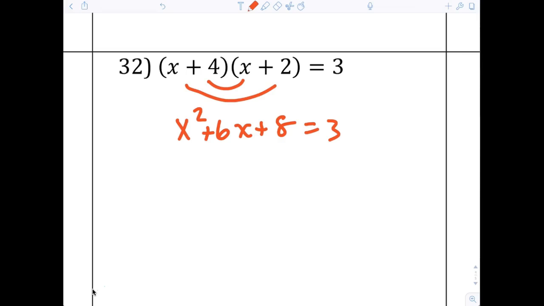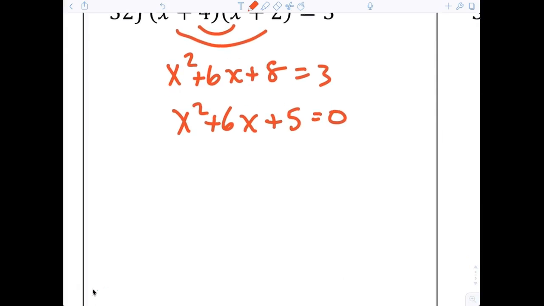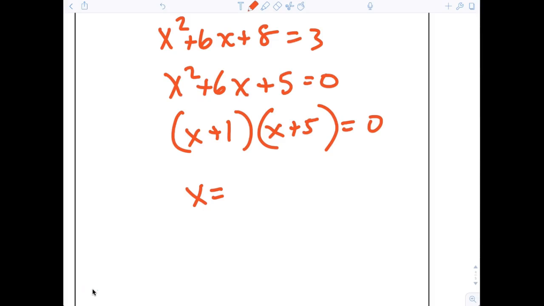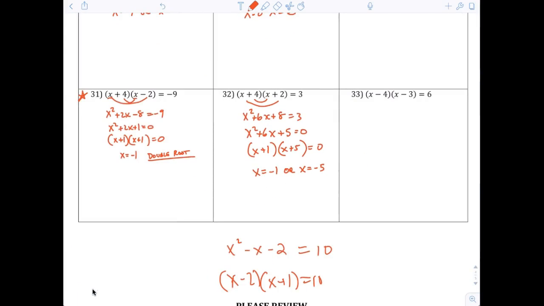Now what do I need to do? Then you have to subtract 3. Subtract 3. So I get x squared plus 6x plus 5. Now what? And then you factor: x plus 1, x plus 5. And so x is equal to -1, or x is equal to -5. Beautiful. The end. I told you.